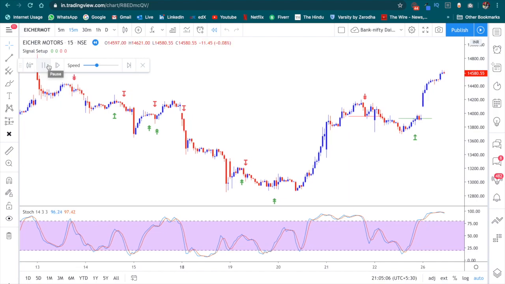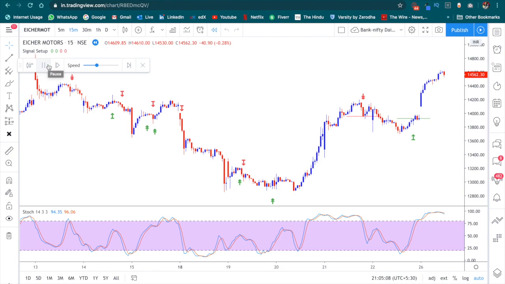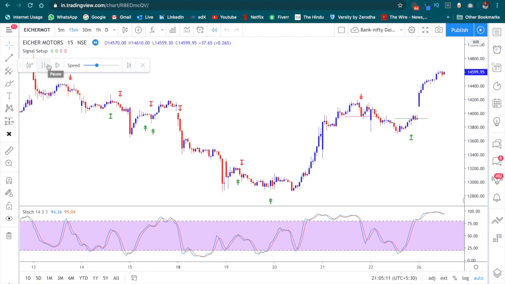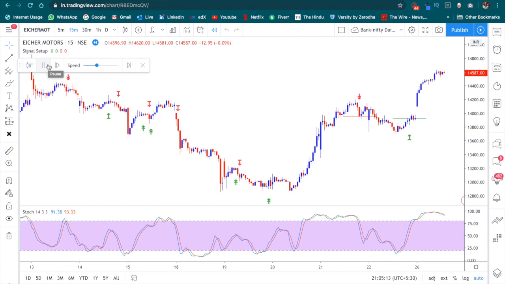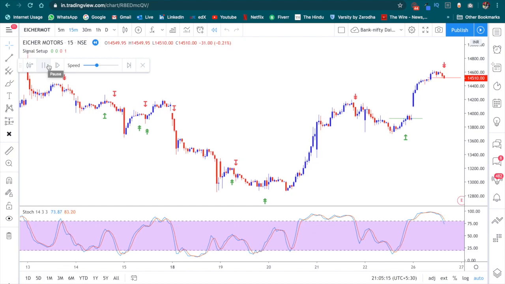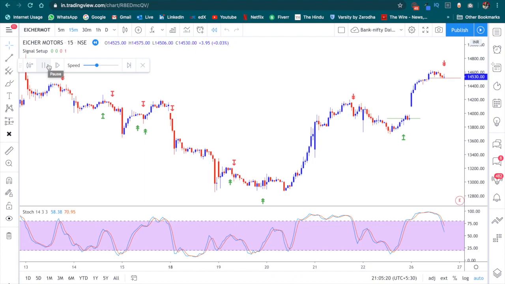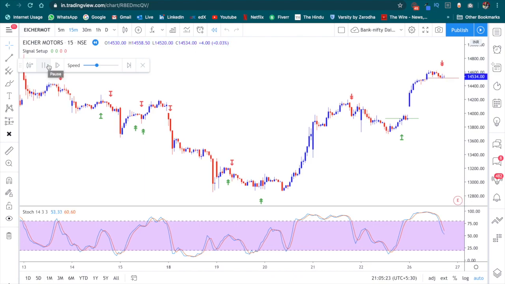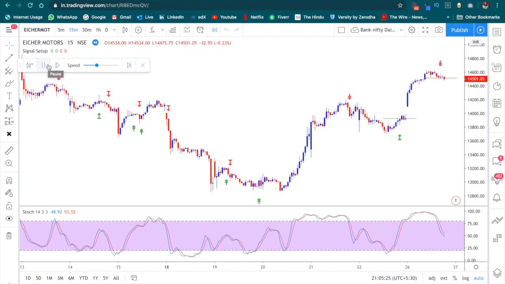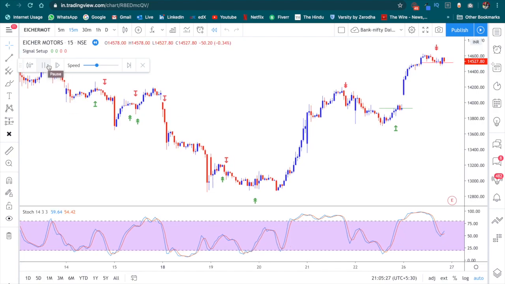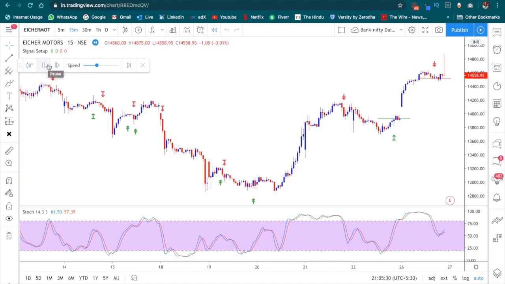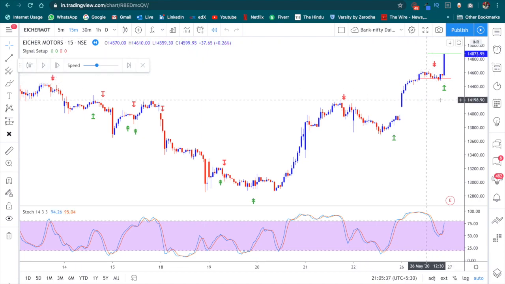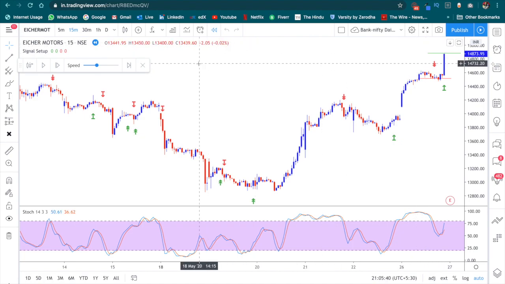Also, if you notice, the stochastic is in an overbought zone. However, the stock is still moving in the uptrend. Now, a bearish signal was generated. However, the signal did not get triggered as the price did not close below the signal line. And as soon as the trend has changed, the signal system quickly identified the change in the direction and gave a bullish signal along with a bullish signal line.